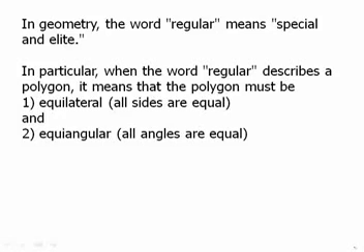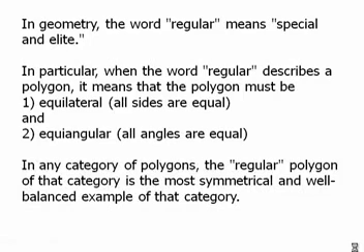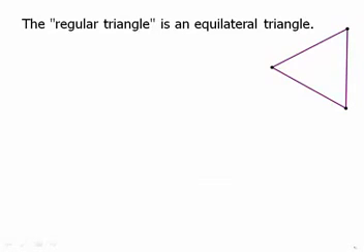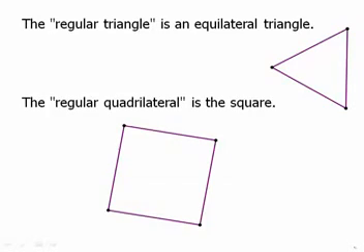In particular, when the word regular describes a polygon, it means that the polygon must have two properties. It must be equilateral, having all equal sides, and also equiangular, having all equal angles. In any category of polygons, the regular polygon of that category is the most symmetrical and well-balanced example of that category. It's the most elite member of the category. The regular triangle is an equilateral triangle. The regular quadrilateral is the square. Equal sides, equal angles.